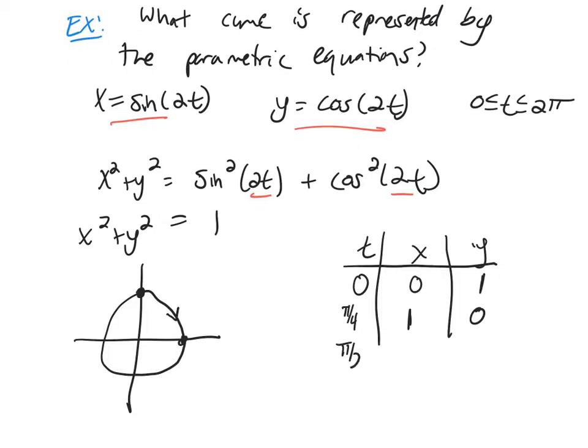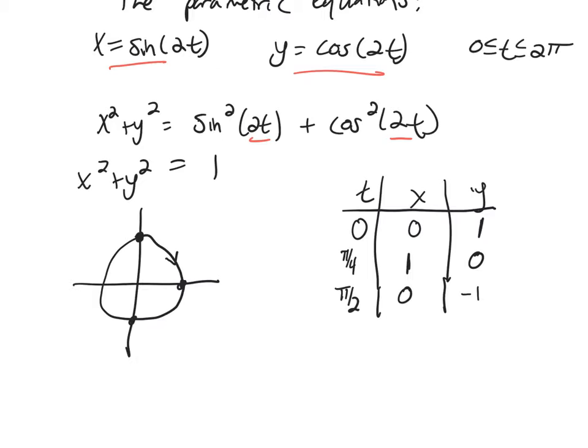At pi over 2, if I plug it into my parametric equations, I would get 0, negative 1. This point down here at the bottom. And then at 3 pi over 4, you would get negative 1, 0. This point right here. And then at pi, you would get 0, 1. So you get back where you started.